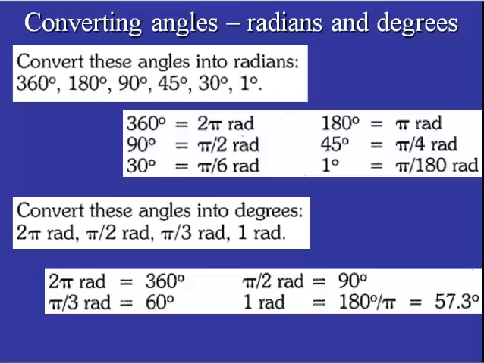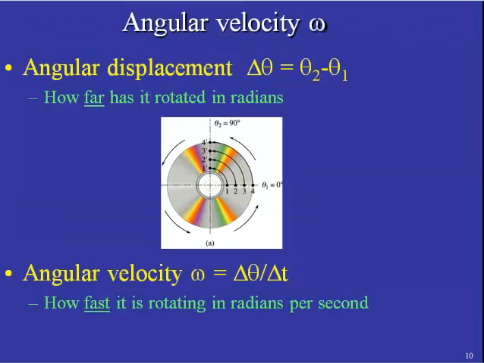So now let's talk about circular motion in a little bit more detail. Start off with, I'm going to describe something called angular velocity. Now angular velocity, just like normal velocity, stems from displacement. And this is starting off with angular displacement. Angular displacement is how far something has rotated in radians, whilst angular velocity tells us how far something is rotated in radians per second. So it's how fast something is rotating.